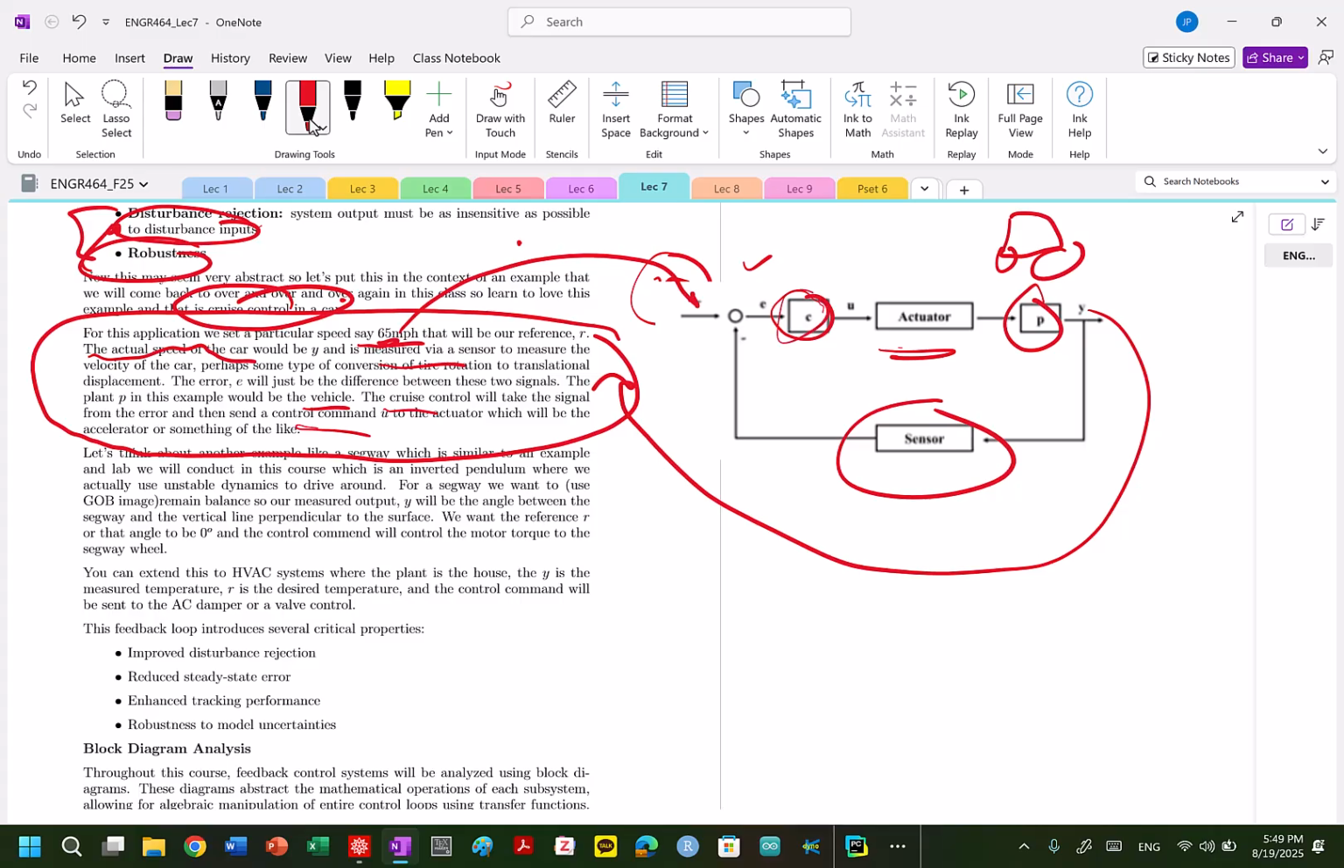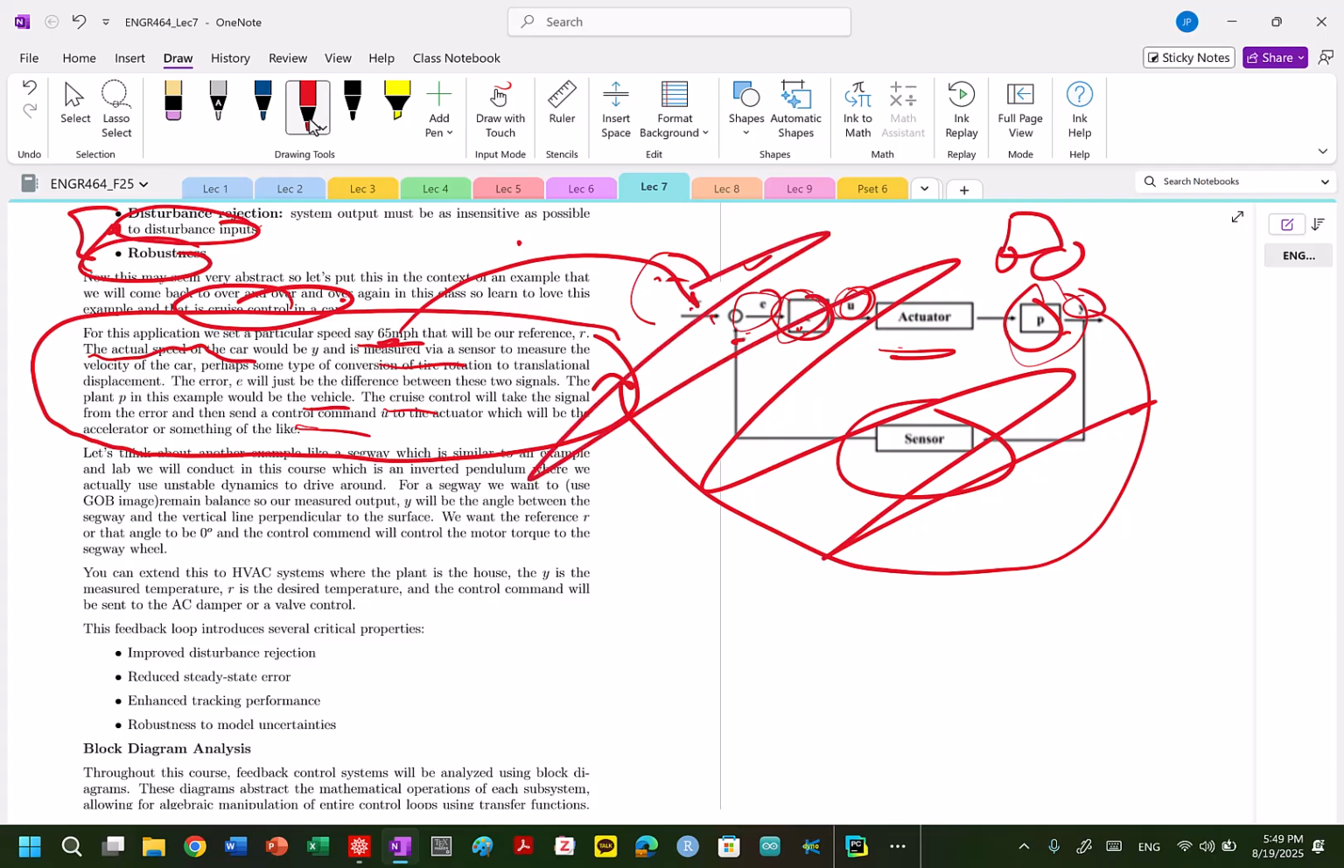Your cruise controller will send some command signal U based on that R minus Y input, right? So based on that error, the error gets fed into the controller. The controller then sends some output command to the actuator, which means speed up or slow down, increase or decrease, and that will then influence the plant dynamics, and then Y changes, and then again, around and around we go.